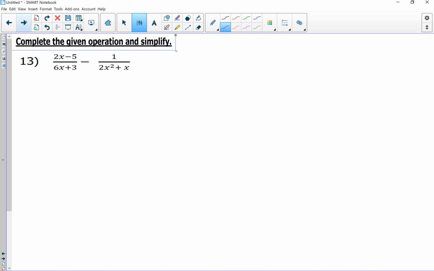Okay, problem 13 is another rational expression problem. This time, though, I want to subtract two fractions. And subtraction of fractions, even addition of fractions, we need something to perform the actual operation. And what we need is a common denominator. And we can see right here, these are not the same denominator, right? They are definitely different. So how do I get a common denominator?